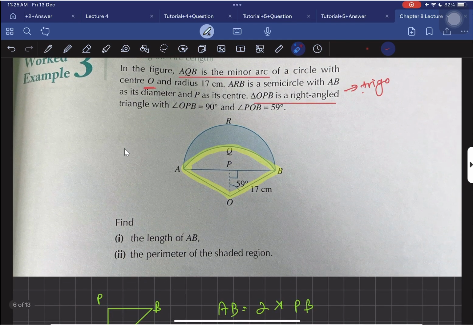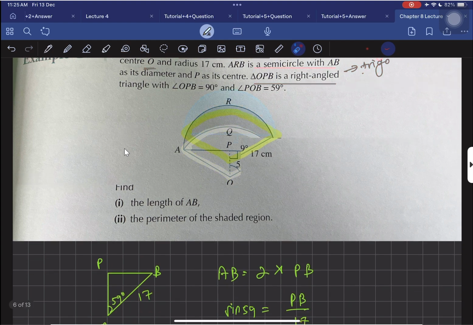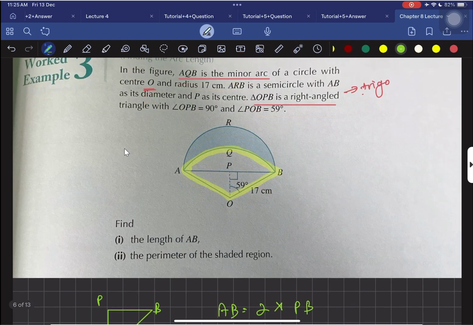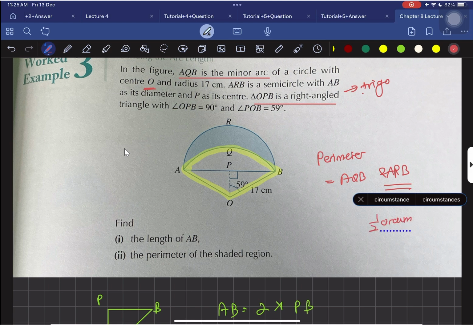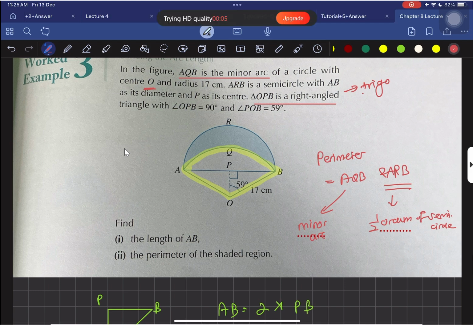Then part 2, they ask you to find the perimeter of a shaded region. So your perimeter consists of AQB and ARB. Okay, so your ARB is basically half times circumference of semicircle. Then this is your minor arc. So always identify what is what.